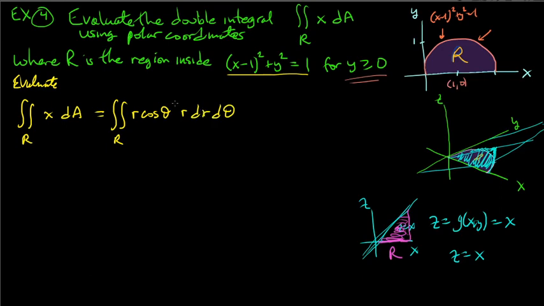Right, you get that extra factor of r in there. All right, so now our double integral will be an iterated integral, and what we're integrating is r squared times cosine theta with respect to r and then with respect to theta, right? Yeah, the r squared comes from r times r, of course, right?